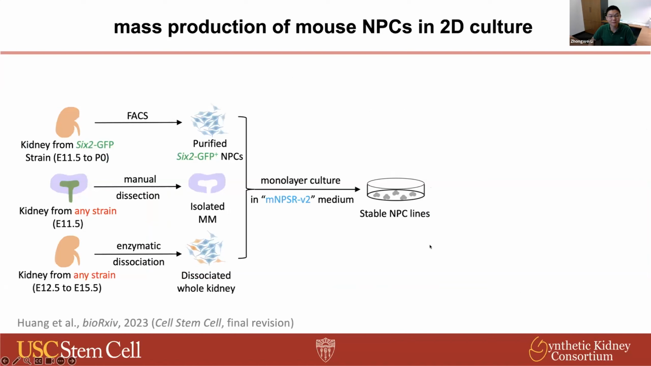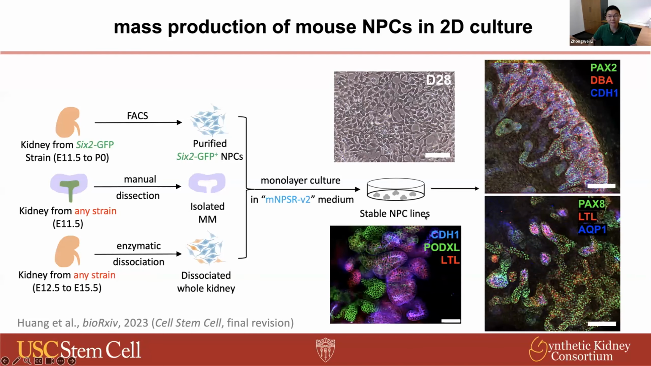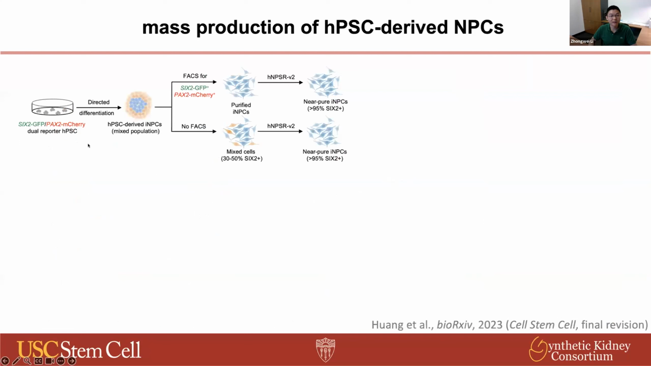After I started my own lab at USC, we further improved the NPC culture system. Right now, we have an advanced NPSR v2 medium, which allows not only the culturing and establishing of NPCs from purified Six2-positive NPCs, but also the generation of NPCs from isolated MM or even from dissociated whole kidney cells of early embryonic kidneys. Those NPCs can be stably expanded and can generate all segments of the nephron in the form of nephron organoids. In the human system, we have used CRISPR-Cas9 to engineer human stem cells with a SIX2-GFP and PAX2-mCherry dual reporter.